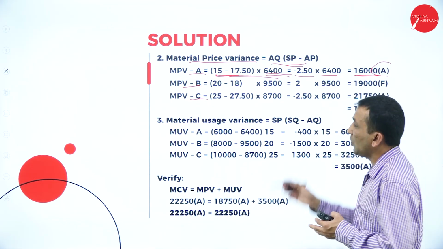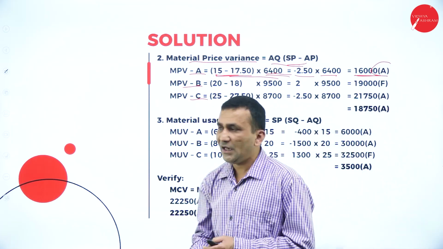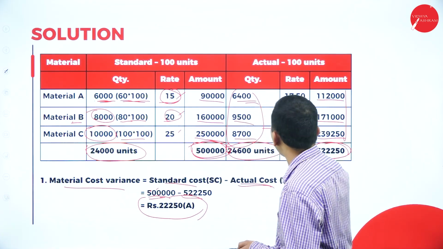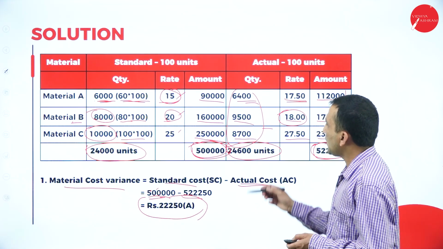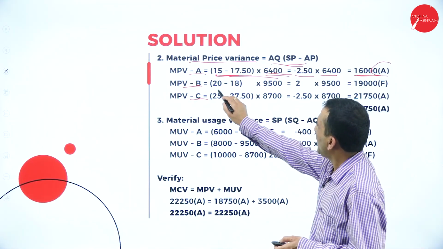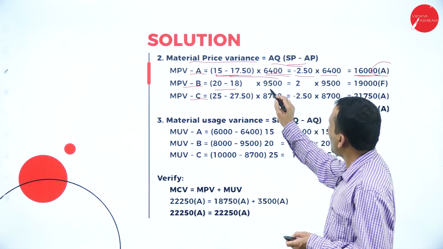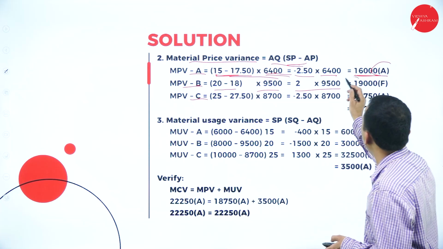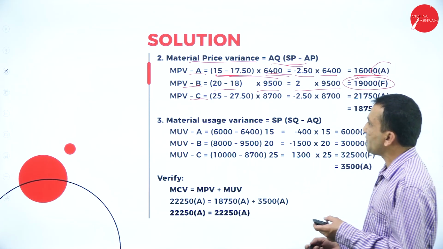If you multiply, the answer is 16,000 adverse. Okay, so moving to material B, the standard price given in the question is 20. Actual price is given as 18. The actual quantity is 8,000, they specified. So 20 minus 18, and the quantity whatever is given, we need to multiply.